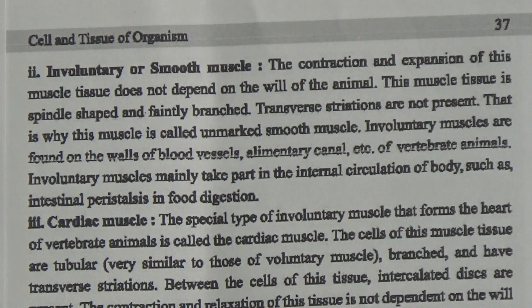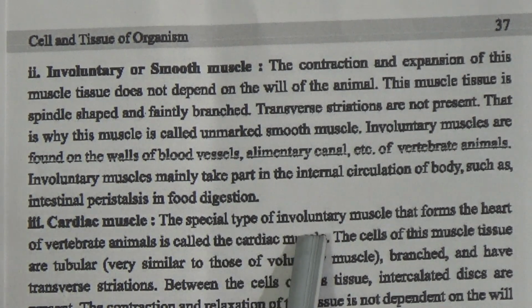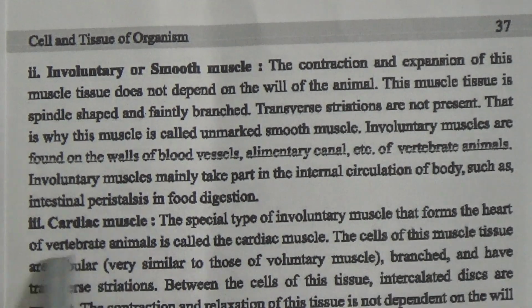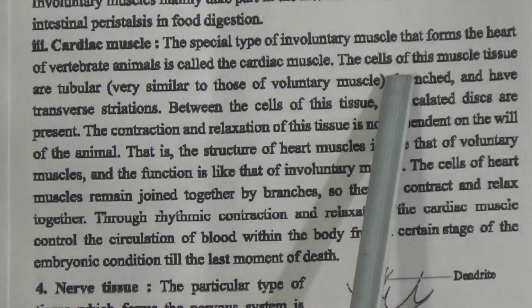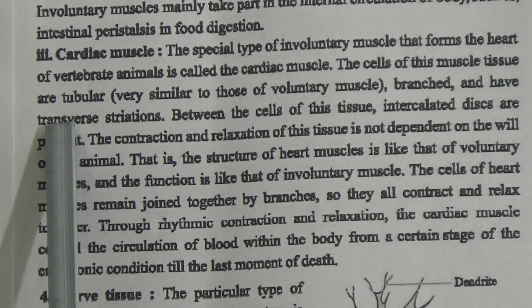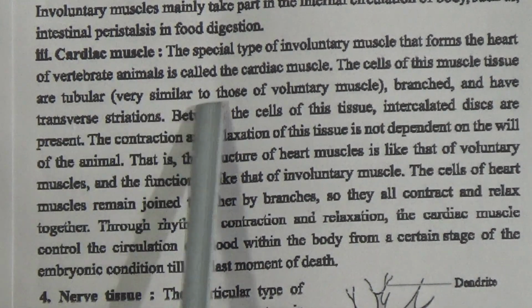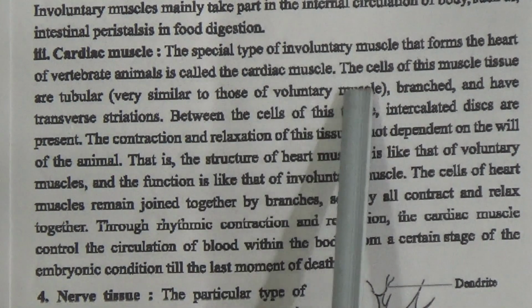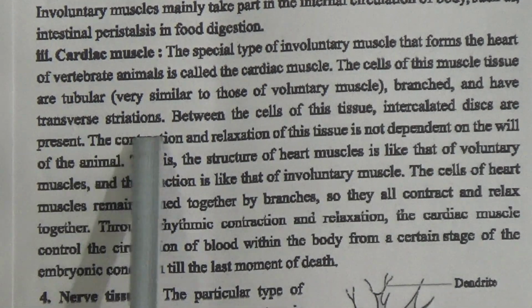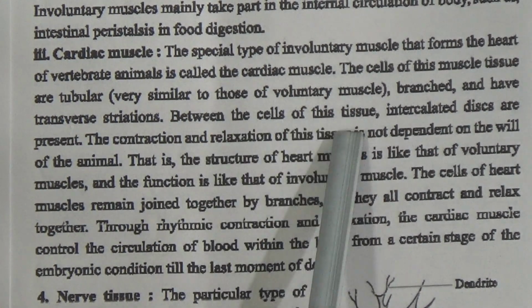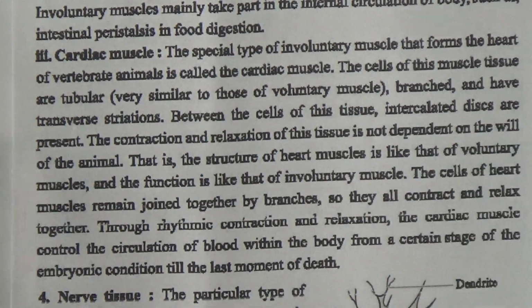We know that our heart is made of a different kind of muscle, and it is called cardiac muscle. The special type of involuntary muscle that forms the heart of vertebrate animals is called cardiac muscle. The cells of this muscle tissue are tubular. They are very small, very similar to those of voluntary muscle, branched and have transverse striations. Between the cells of these tissues, intercalated discs are present.